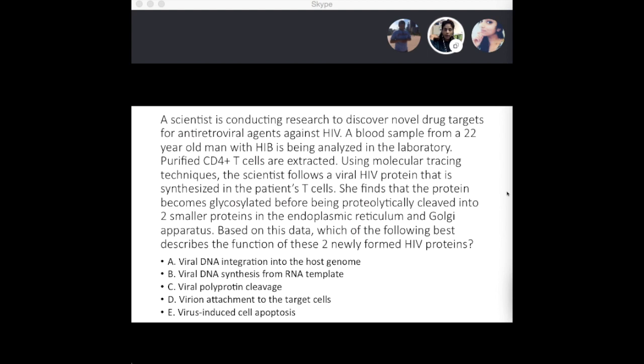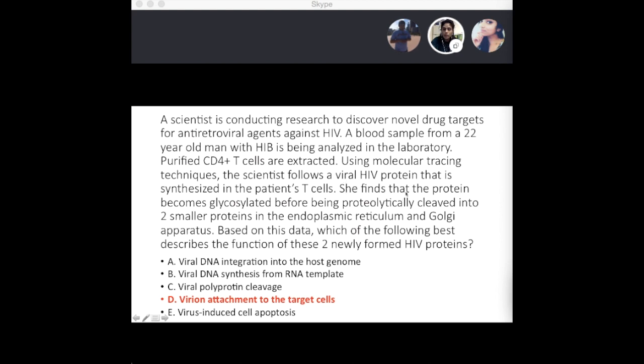A, viral DNA integration into the host genome. B, viral DNA synthesis from RNA template. C, viral polyprotein cleavage. D, virion attachment to the target cells. E, virus-induced apoptosis. B. D. Which one did you say? B for boy. Okay. Divya? D for dog. Okay, yeah, this one's tricky, and D is right.